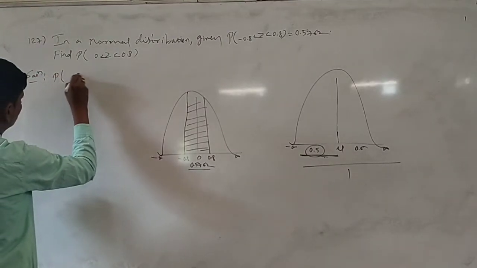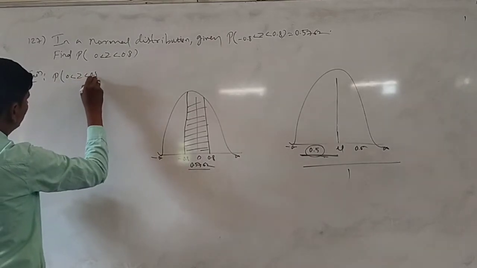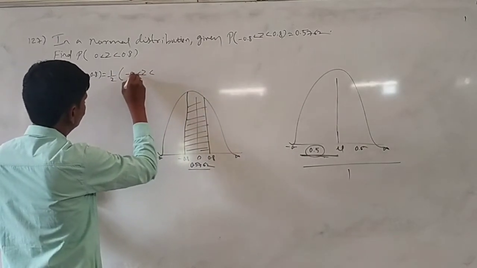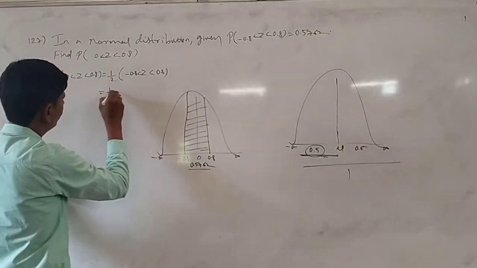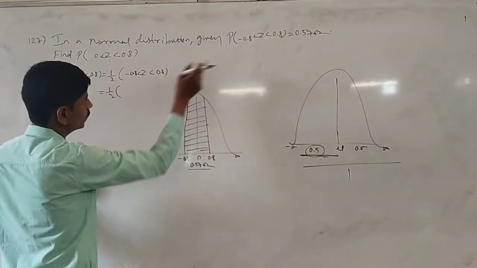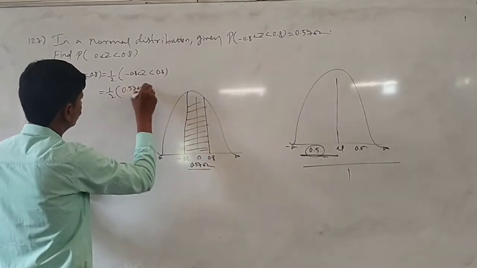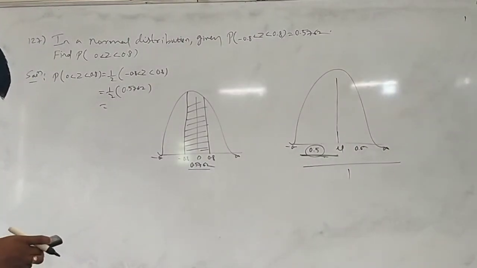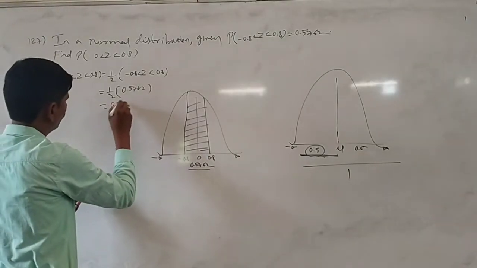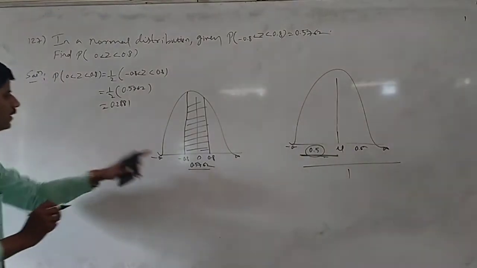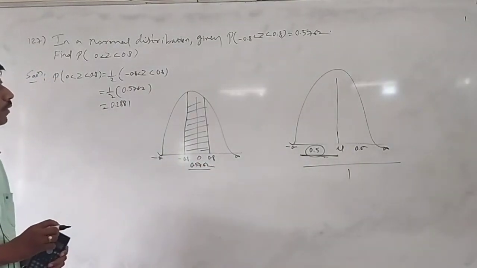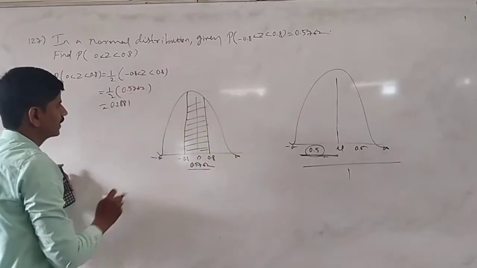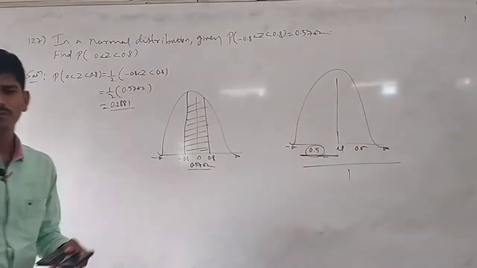Solution: probability of z lies between 0 to 0.8 is 1 by 2 of probability of z lies between minus 0.8 to 0.8, that is 1 by 2 into the area from minus 0.8 to 0.8. That is 0.5762 divided by 2, which is 0.2881. It is the probability of z lies between 0 to 0.8, half of the probability of z lies between minus 0.8 to 0.8. Substitute the values, 0.5762 divided by 2, then you get 0.2881.